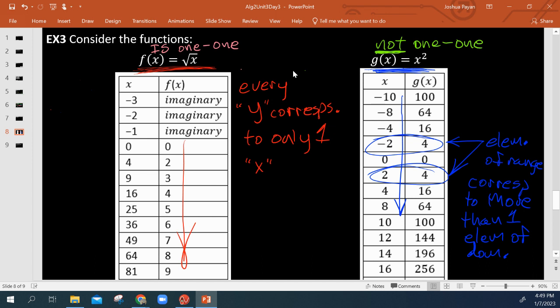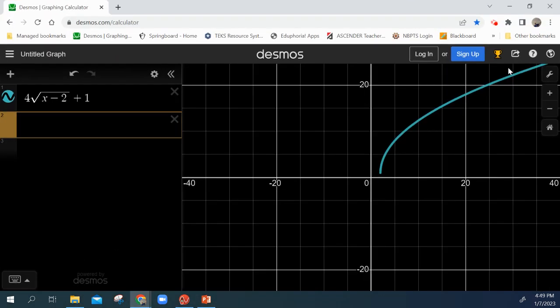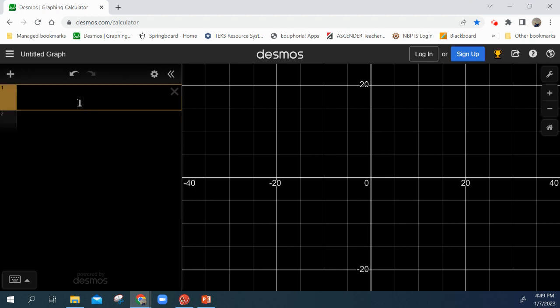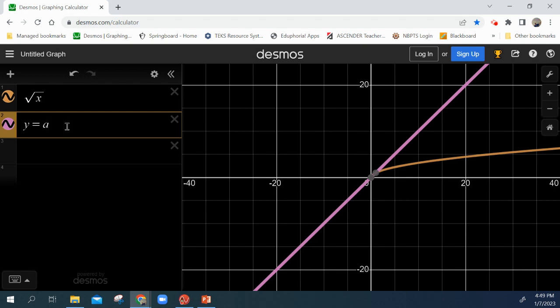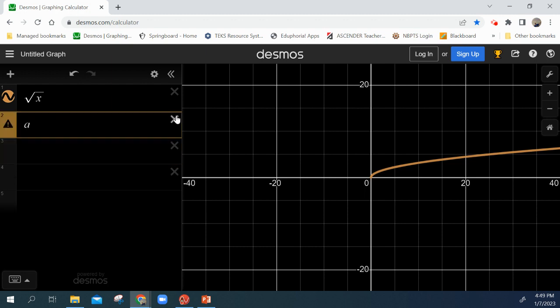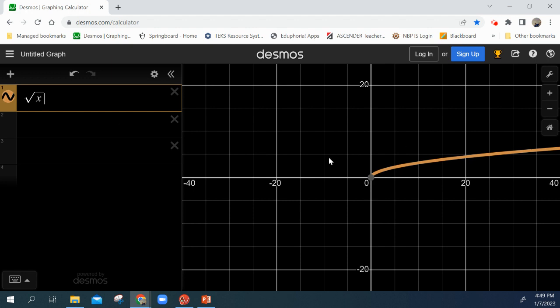Okay, so real fast, let's look at the geometry. It basically is going to come down to, so let's go ahead and look at the two of them. So here's the square root of x. If I say that, okay, let's do a slider here, y equals a. Well, I guess they did away with that function. But anyway, if I had a horizontal line, it would never touch this graph more than once.